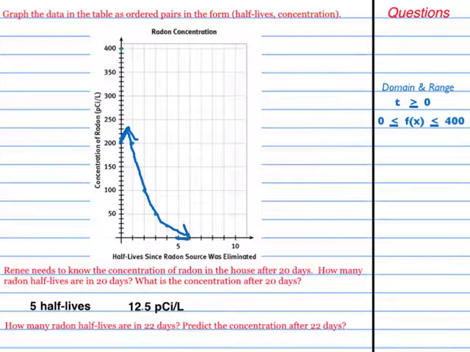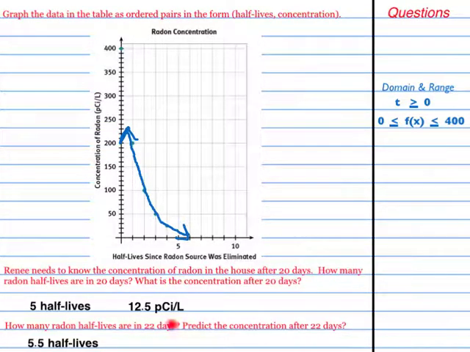Now, based on this, you should be able to tell me how many radon half-lives are in 22 days and predict the concentration after 22 days. Now you notice I'm going from 20 to 22. I didn't make it a full 4 days. I only made it half of that. So it's not going to go from 5 to 6. It'll go from 5 to 5.5 half-lives.